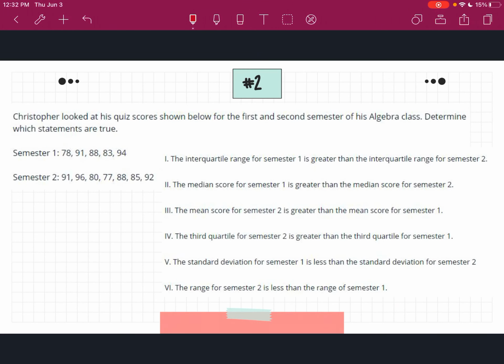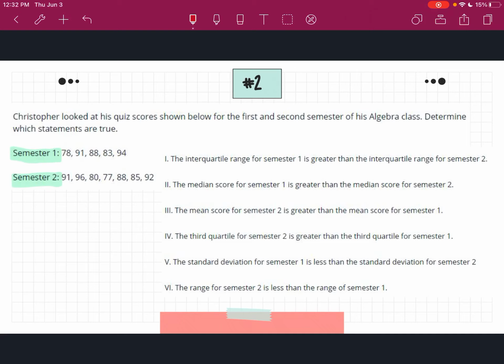All right, number 2, you are going to need your statistics calculator for this, whether you're using one online or one in person. Christopher looked at his quiz scores shown below for the first and second semester of his algebra class. Determine which statements are true. So we have semester 1 here and semester 2 there. What I would advise for right now, as I read through these options, is to perform your diagnostics on semester 1 and 2 to find all the info, and then it'll help you figure this out.